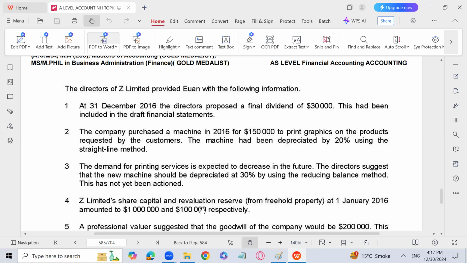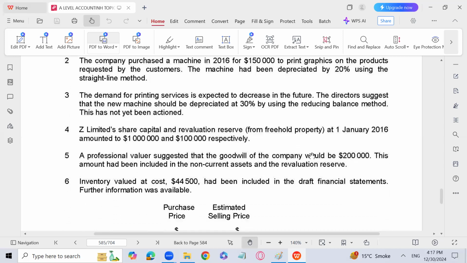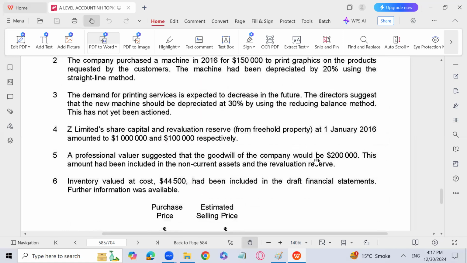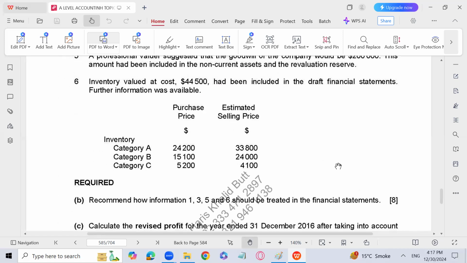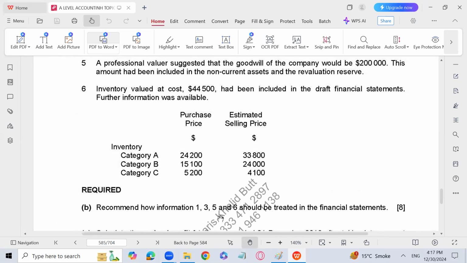Fourth point is Z Limited's share capital and revaluation reserve from freehold property on 1st January, amounting to 1 lakh and 1 lakh respectively. A professional valuer suggests that the goodwill of the company would be 2 lakh. This amount had been included in the non-current asset and the revaluation reserve. Inventory valued at cost 44,500 had been included in the draft financial statement. Further information was available. Recommend how information 1, 3, 5, and 6 should be treated in the financial statements.